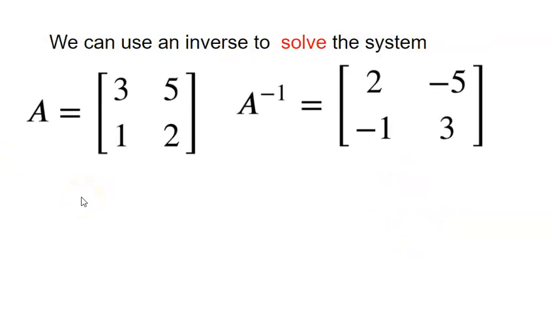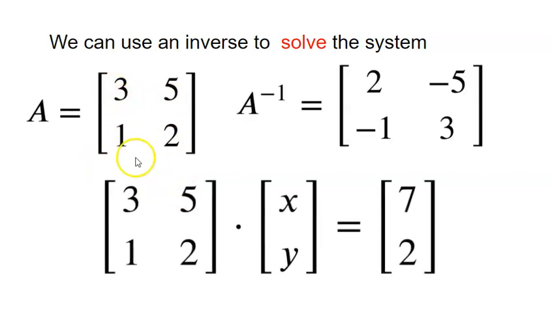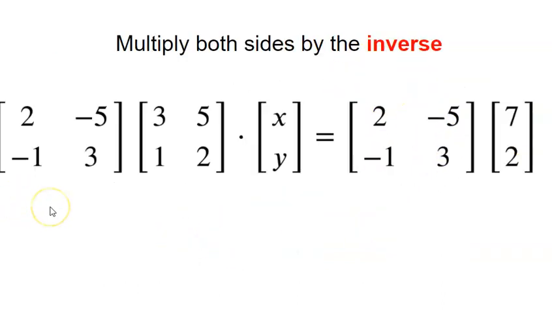We can use an inverse to solve that system. The matrix is 3, 5, 1, 2, and its inverse was 2, negative 5, negative 1, 3. If I take this matrix and multiply it by its inverse, I will essentially get rid of this matrix because the output then would be 1, 0, 0, 1. So to do that, I'm going to multiply this equation by the same inverse. So this inverse is going to be multiplied on both sides.